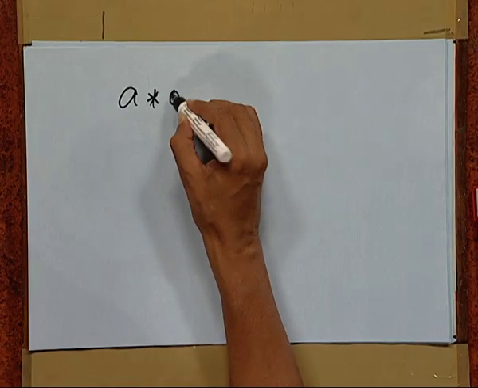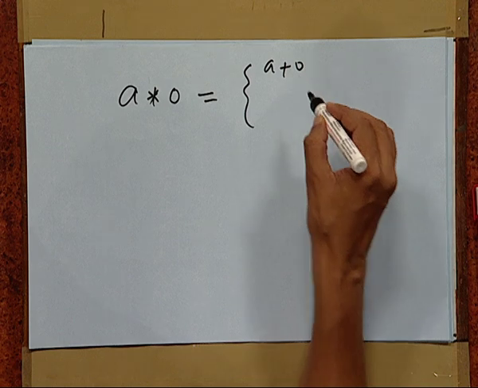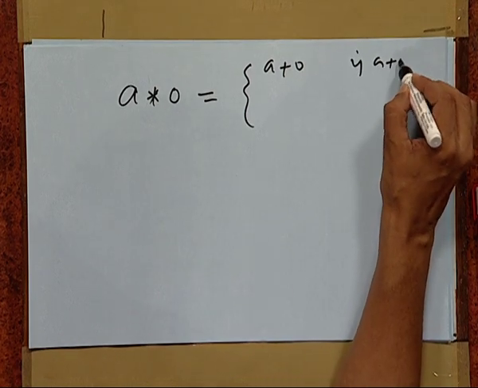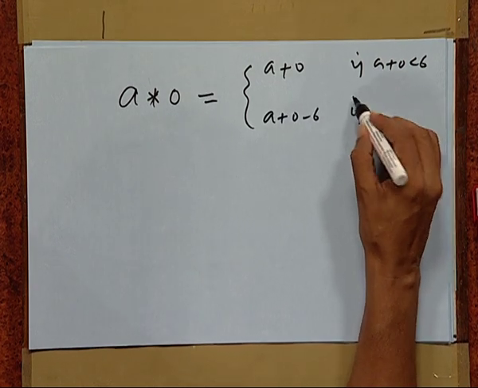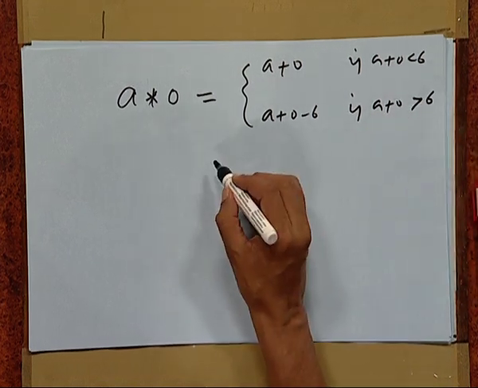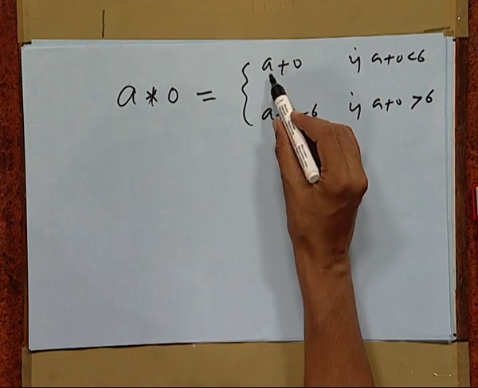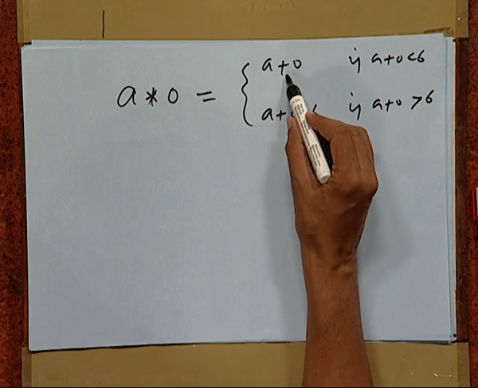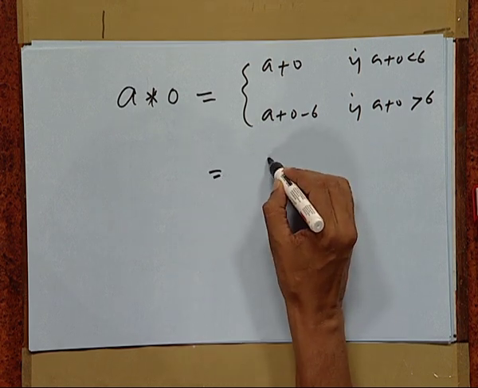We guess that 0 is the identity. So, to show that we have a star 0, this will be equal to a plus 0 if a plus 0 is less than 6, or a plus 0 minus 6 if a plus 0 is more than or equal to 6. Now, since every element in the set is up to 5 only, so a is less than 6, so a plus 0 is also less than 6. So, the first case is ok. So, we have this is equal to simply a.